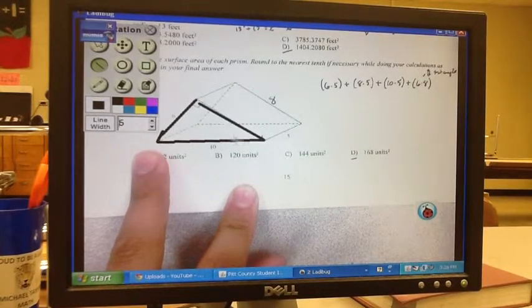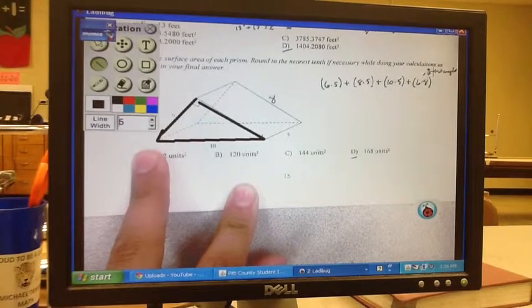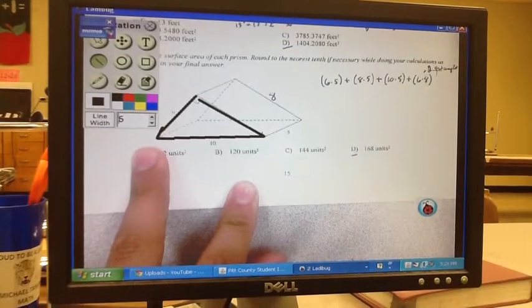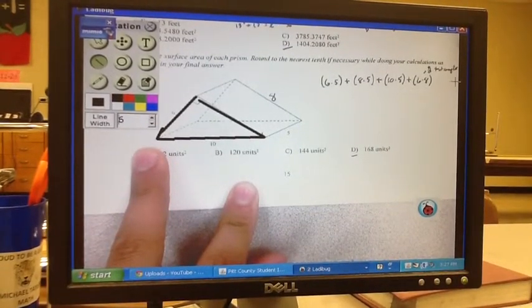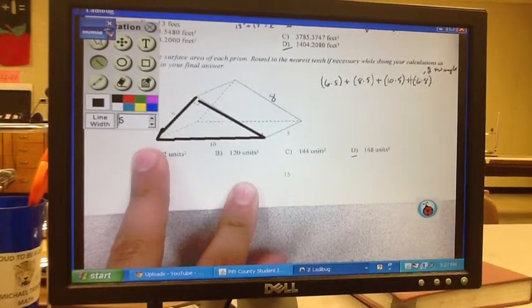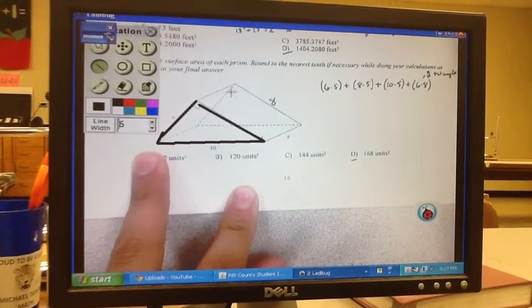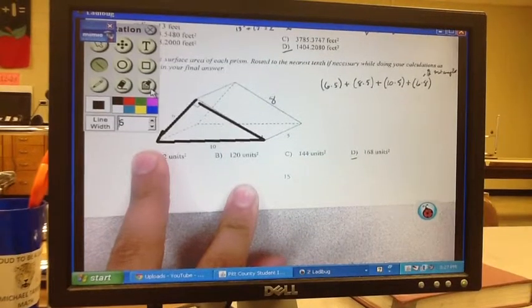Ended up multiplying 6 times 8 and then taking half of it, and since it's two triangles, I really can just leave it. I could divide it by 2 and then add it again if I wanted to, or I could just leave it 6 by 8. So there's the front and the back triangles.